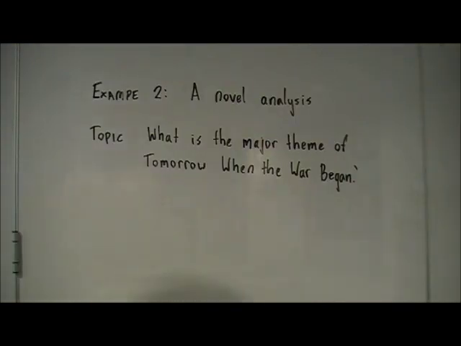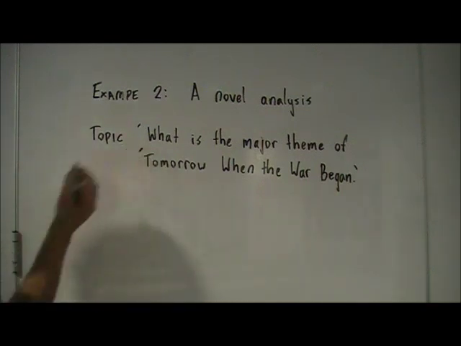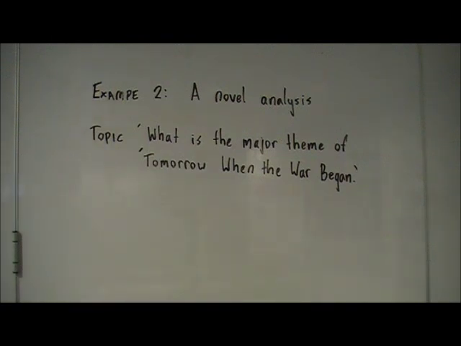Now, for example 2, I'm looking at a novel analysis essay, and in this case the topic I've chosen is what is the major theme of Tomorrow When the War Began. For people who don't know, Tomorrow When the War Began is actually the name of a book, and it's a fairly common teenage fiction which most schools have probably been stocked. And back in my day, it was a real, you have to read this book. But if you don't know it, insert random title of the book that you happen to be writing an essay about right now. What I'm really looking to point out is how you would start this first rule.